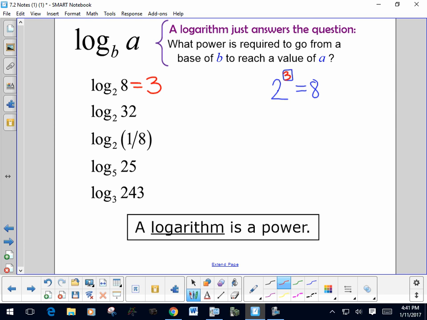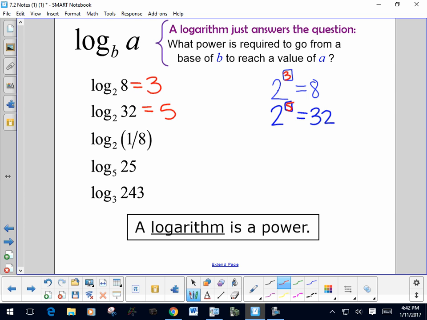Let's look at a couple more of these because I think sometimes once you just think through a few of them, you really get the hang of what these logs are. So if I want to know what's log base 2 of 32, I can just think to myself, well, what power would I need? I have a base of 2. What power do I need to get 32? Well, the power would be power 5. So the answer is 5. A logarithm is just a power. It's finding what power you would need.